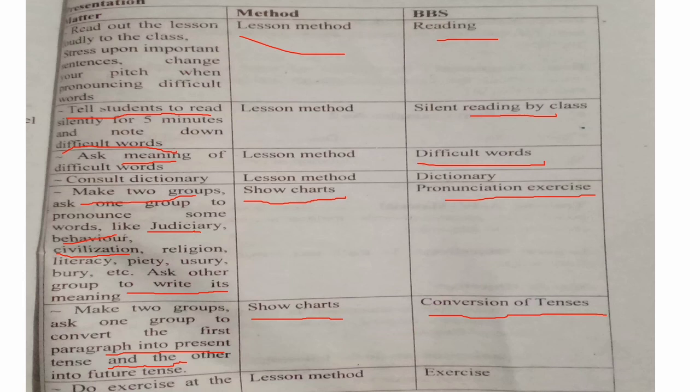This is the lesson method. Overall, this is the reading activity. Secondly, he tells the students to read silently for 5 minutes. After the instructor reads out the whole lesson, he asks the students to read silently for 5 minutes and note down the difficult words. This is the lesson method, and this is the activity, the silent reading by the class.